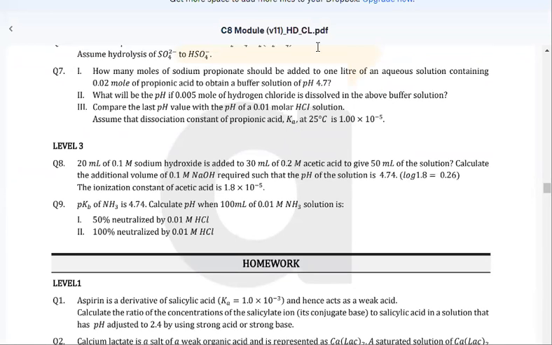So in this, first one, just go through the first problem, question number 8. Read question number 8, guys.